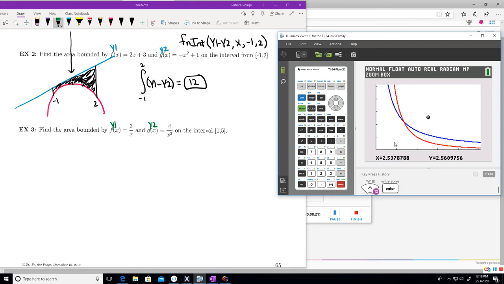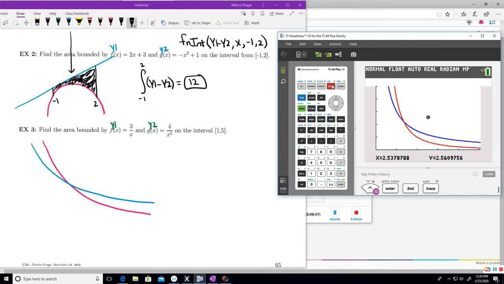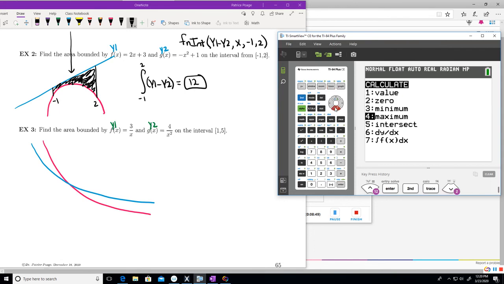So these are overlapping. From 1 to 5, they are having a little overlap happening here. So I'm going to draw my 2 lines. There's one of them. Here's the other one. Okay. And then I'm going to find that point of intersection real quick. So if you figure out how to find points of intersection, this is where we're going to go to second trace, choice number 5.